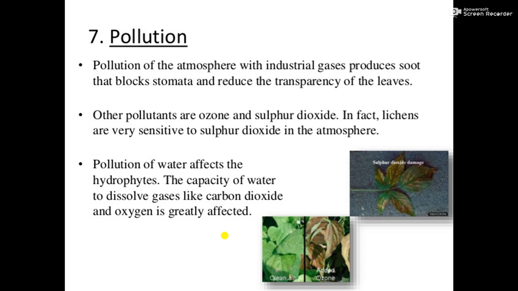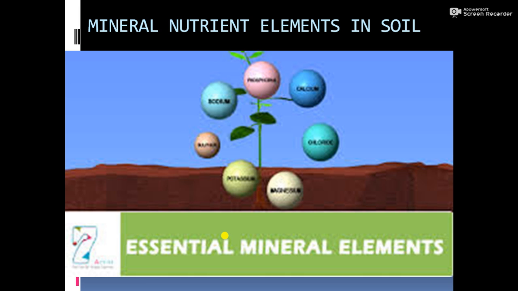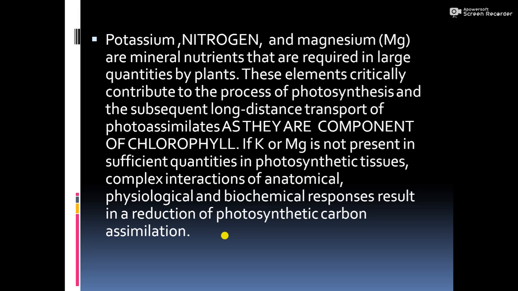Next, pollution. Pollution of the atmosphere with industrial gases produces soot that blocks stomata and reduces the transparency of the leaves. Other pollutants are ozone and sulfur dioxide. In fact, lichens are very sensitive to sulfur dioxide in the atmosphere. Pollution of water affects the hydrophytes. The capacity of water to dissolve gases like carbon dioxide and oxygen is greatly affected, and that slows down the photosynthesis process.